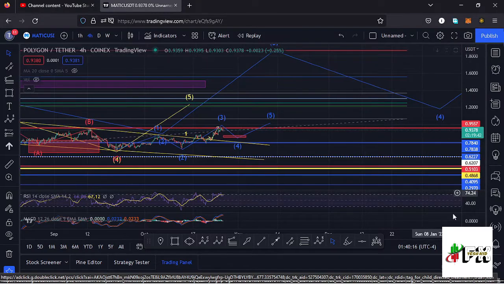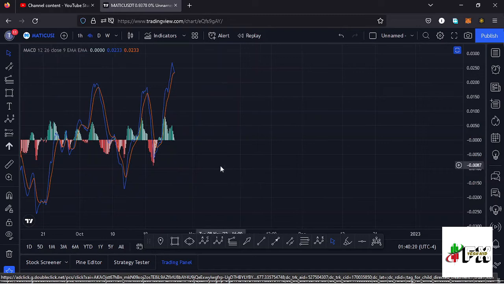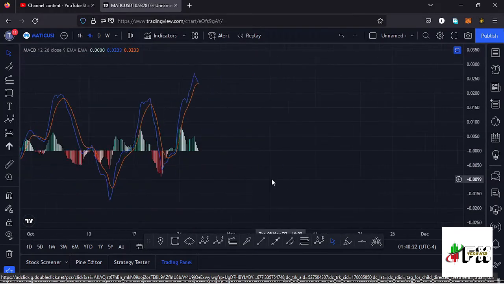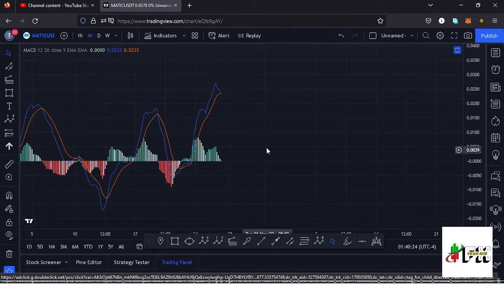Also taking a look at the MACD. Here on the MACD, we are just about to print a bearish cross, and that means we might see lower prices in that retracement to the lower side in the formation of a wave 4.